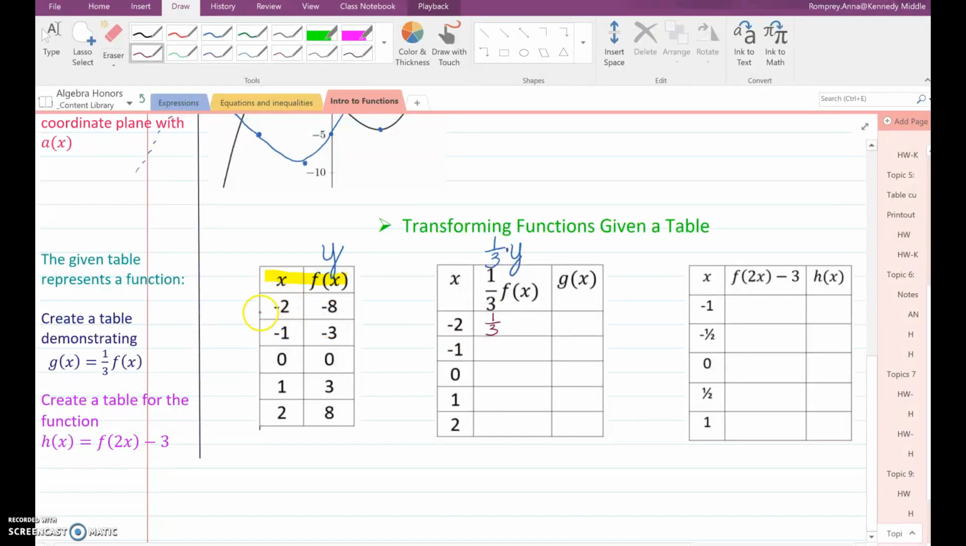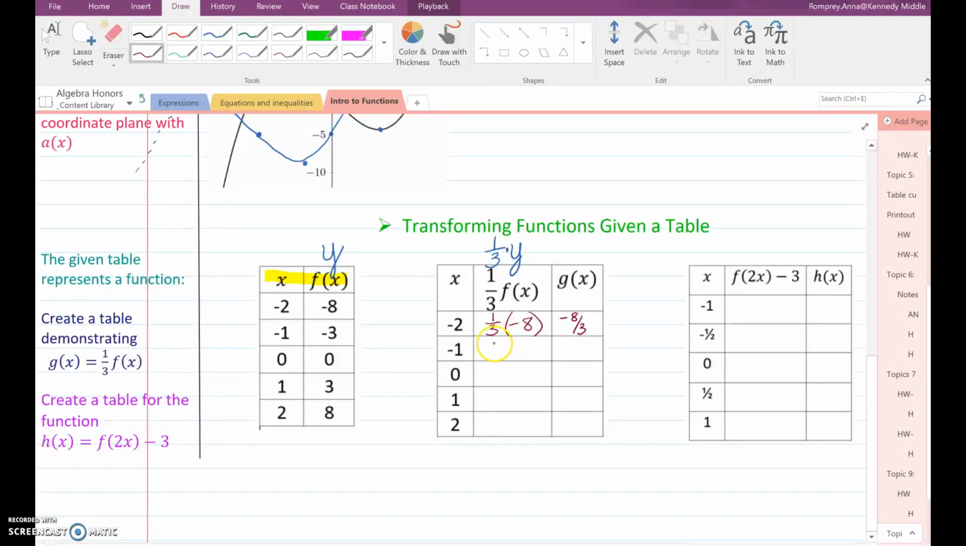So I can just take this and plug in, pick a new color, 1/3 of, well, when x is negative 2, what's my y? Negative 8. So 1/3 of negative 8. Oh, well, that doesn't go in nicely. That's okay. I'm just going to do negative 8/3. You do not need to change this to a decimal. You can leave it as an improper fraction. That's totally fine. If you wanted to graph, you would probably want to change to a decimal just to make it a little bit easier to figure out where it is.